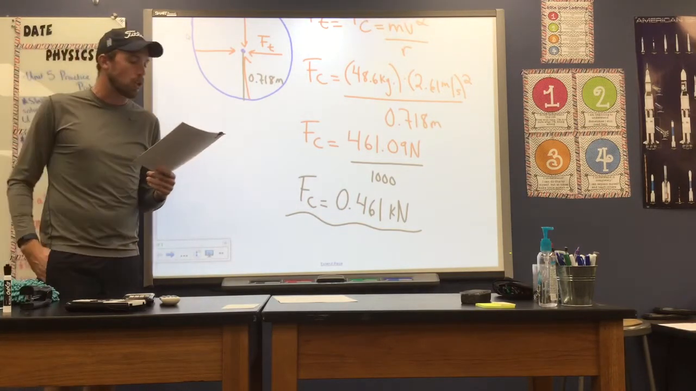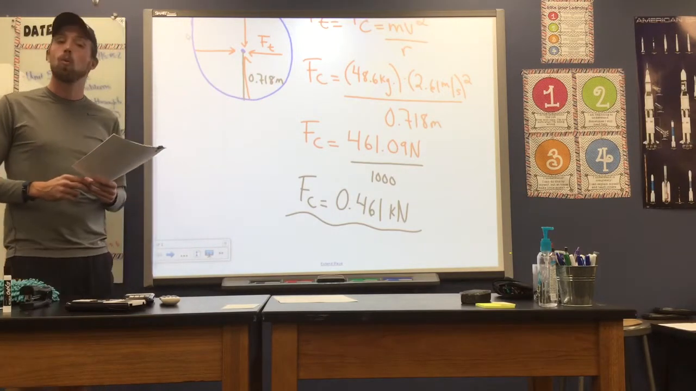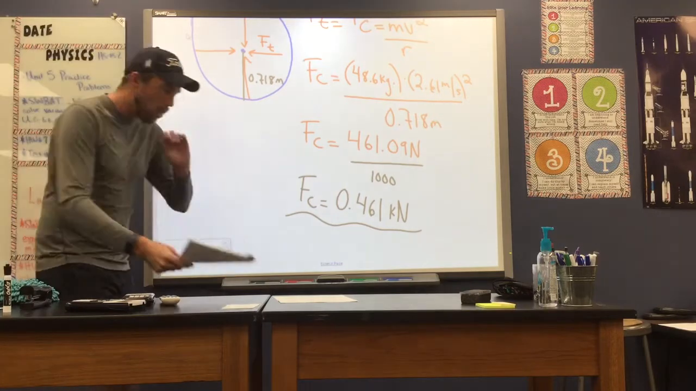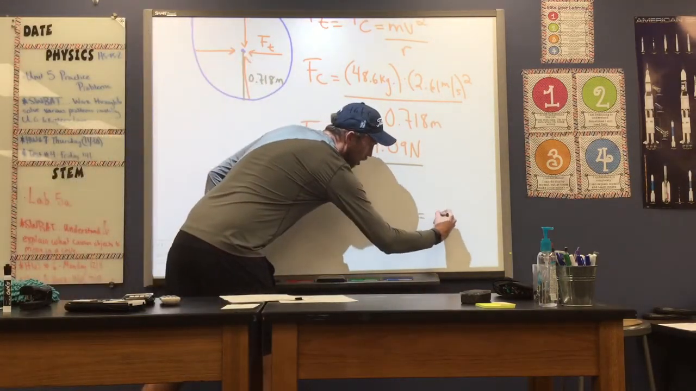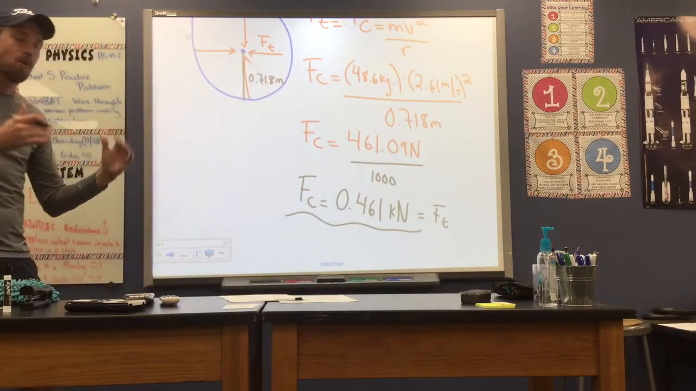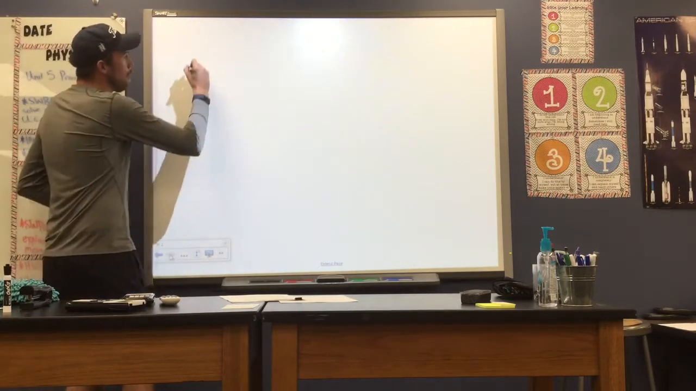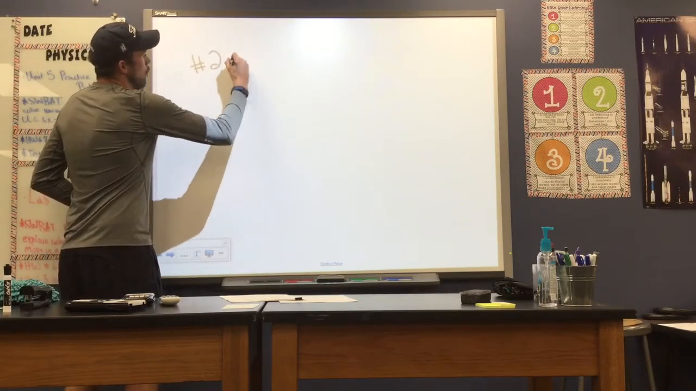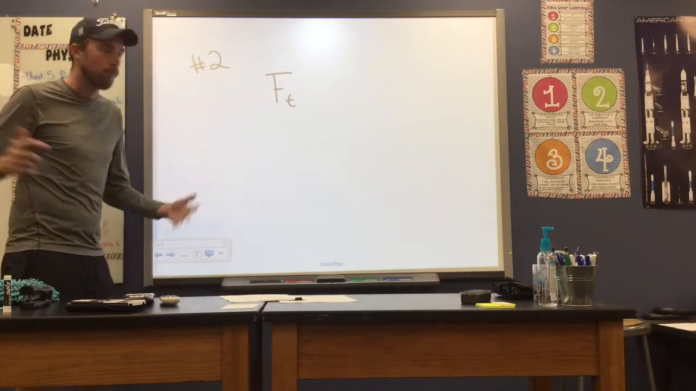Now the second part of our question says this: find the ratio of this tension to her weight. Okay? So this force right here, remember, our centripetal force is our tension force. And it's asking us for the ratio of tension to the weight. So in problem number 2, we want to find our ratio of our tension force, which is our centripetal force, to our weight.